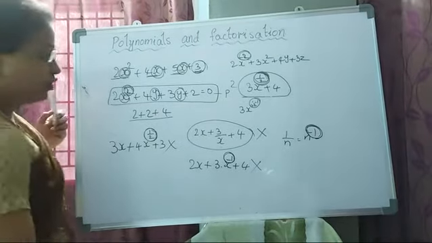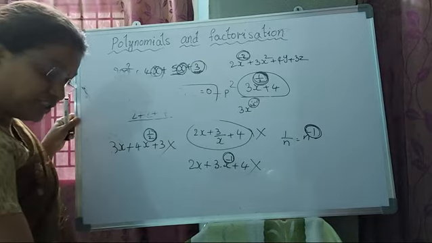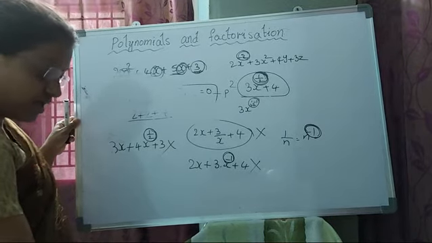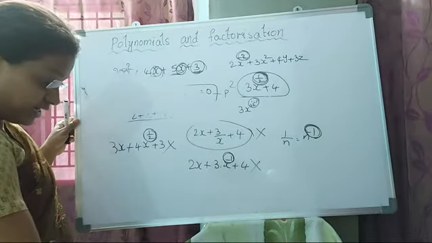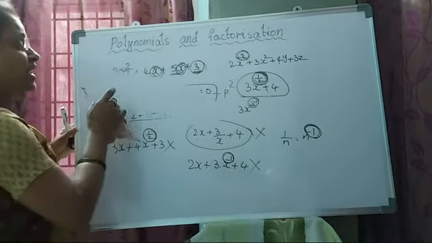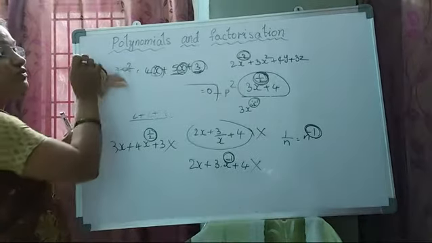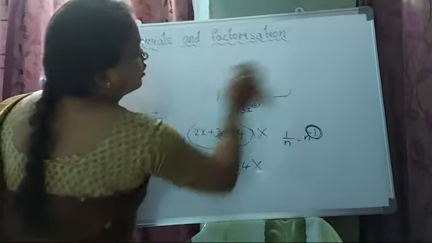So now we know what a polynomial is. An algebraic expression in which the variables involved have only non-negative integral powers is called a polynomial. If it has positive powers, then only we can say that it is a polynomial.